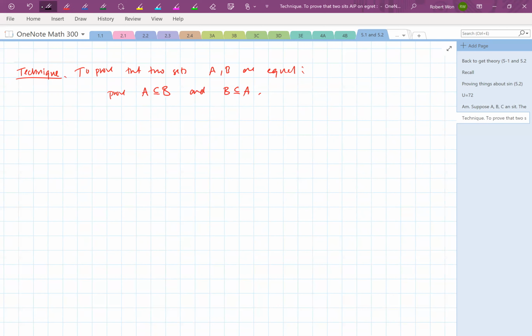And this is, again, a technique that you will use over and over again in your future math classes. They say, show these two sets are equal. You show that they're subsets of one another. This is like the standard technique. So let me illustrate that. So let's let A, B, and C be sets.